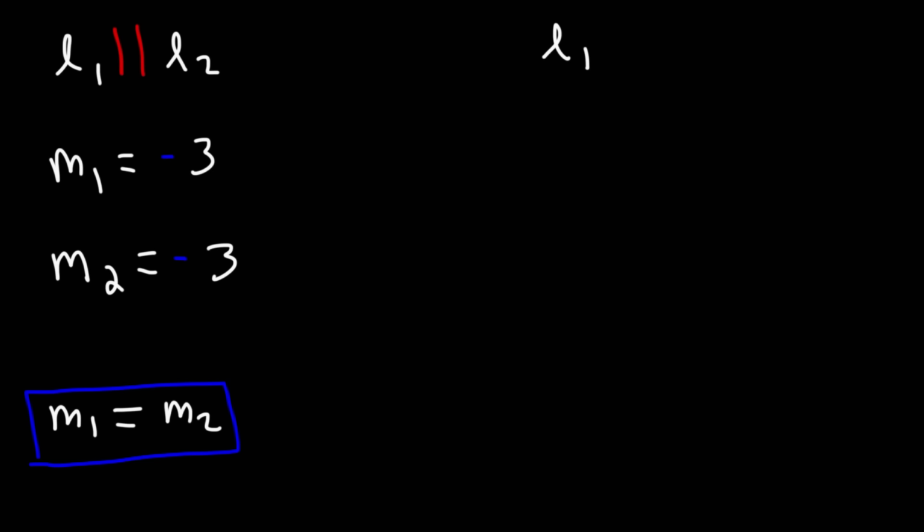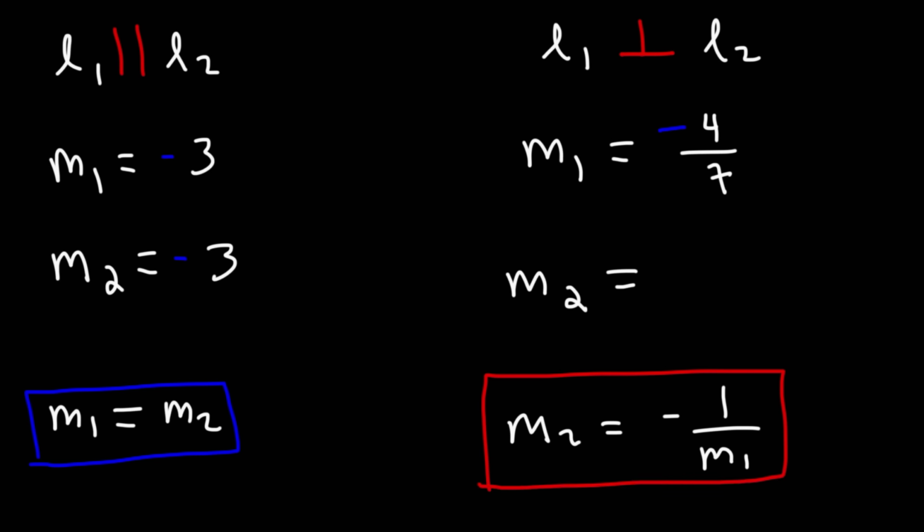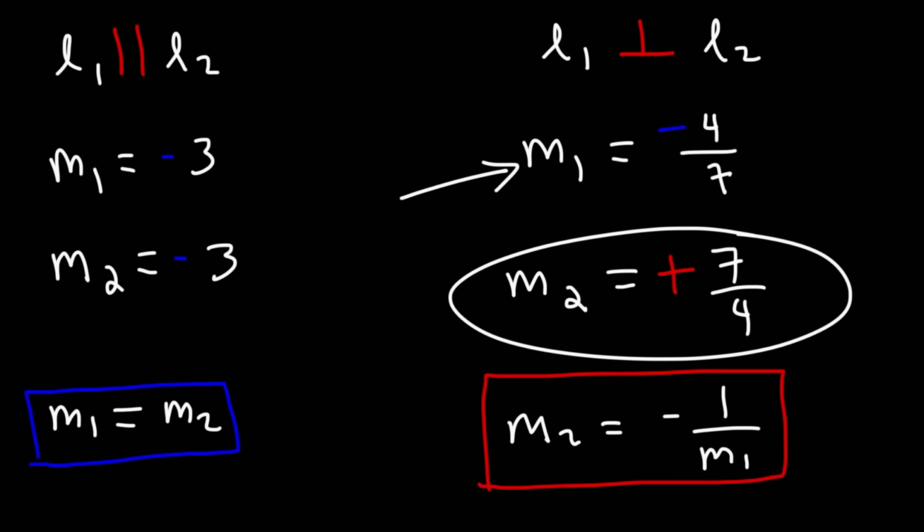Now let's say that line 1 is perpendicular to line 2, and you're given the slope of line 1. Let's say it's -4/7. What is the slope of line 2? The slope of line 2 is going to be the negative reciprocal of the slope of line 1. So the first thing you need to do is change the sign from negative to positive. And then flip the fraction from 4/7 to 7/4. That's going to be the slope of the line that's perpendicular to the first line.